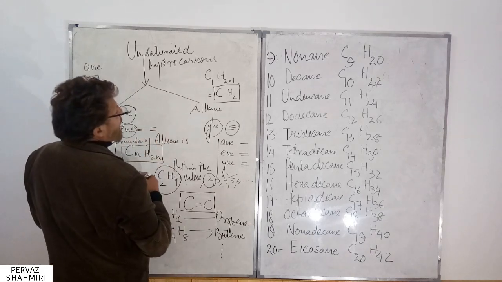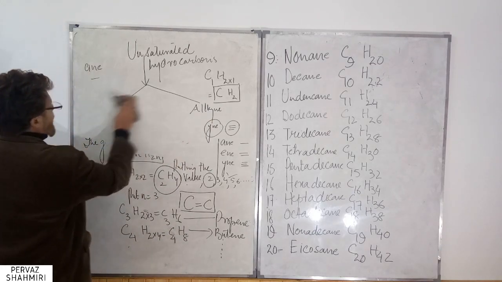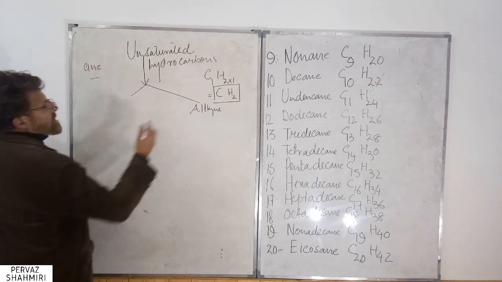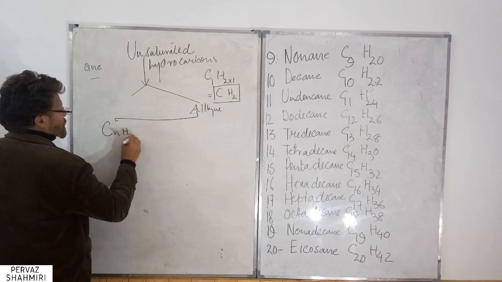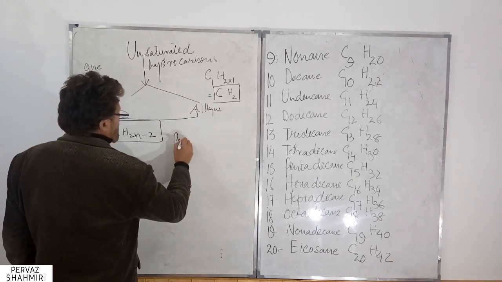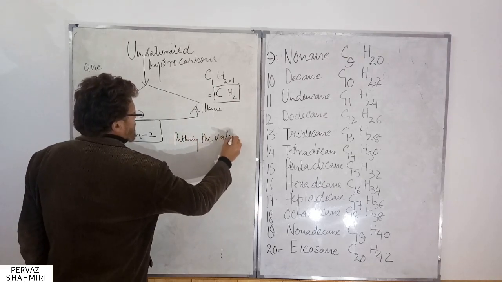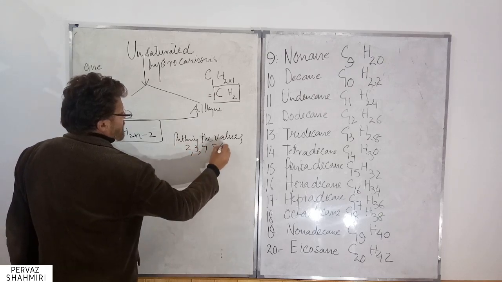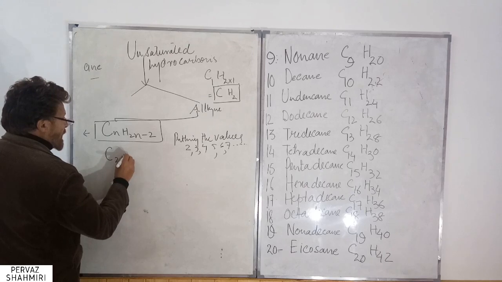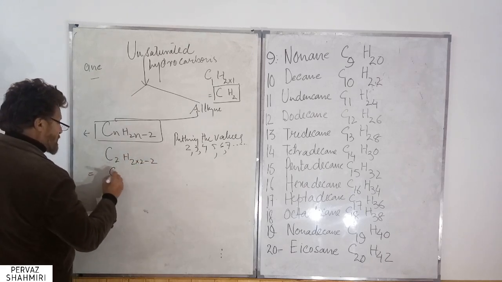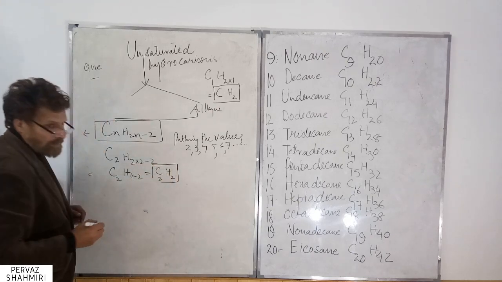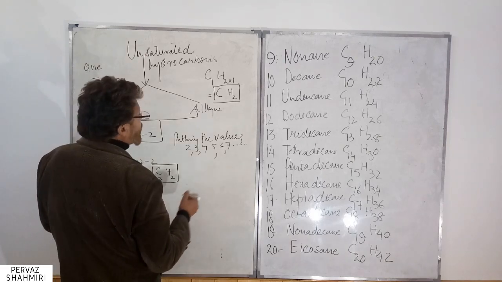Here the third one is alkyne. The general formula of alkyne is CnH2n-2. That means putting the values 2, 3, 4, 5, 6, 7, and so on in the given general formula of alkynes. That is C2H2 into 2 minus 2, that is equal to C2H4 minus 2, that is equal to C2H2. Here it is the first member of the alkyne series, which consists of a triple bond.